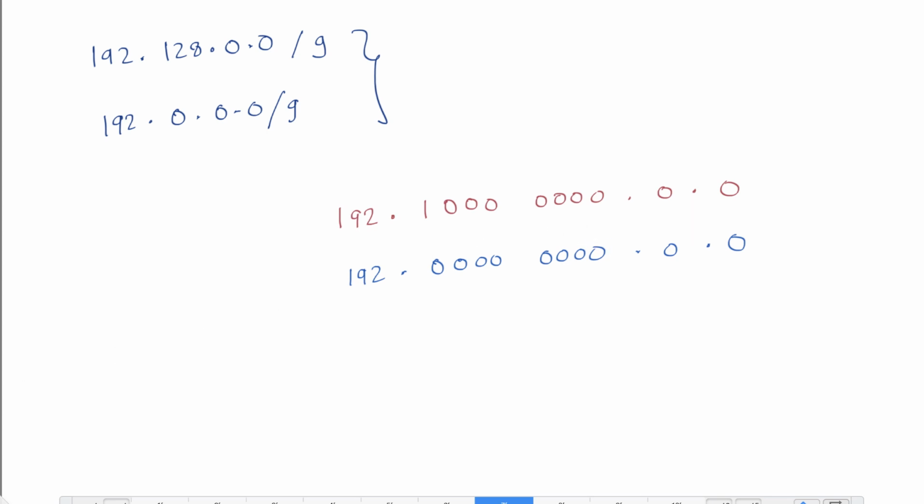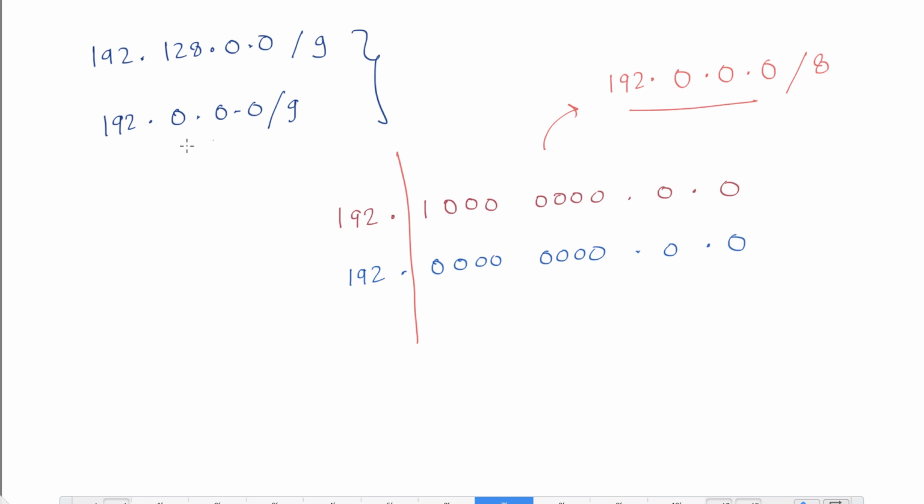Now that's very simple. You just need to identify up to what point things are common. Just check up to what point things are common. Things are common only up to this point, which means you can merge them as 192.0.0.0, and only 8 bits are common, so slash 8, because these 8 bits are fixed. So these two networks got merged into this one network.